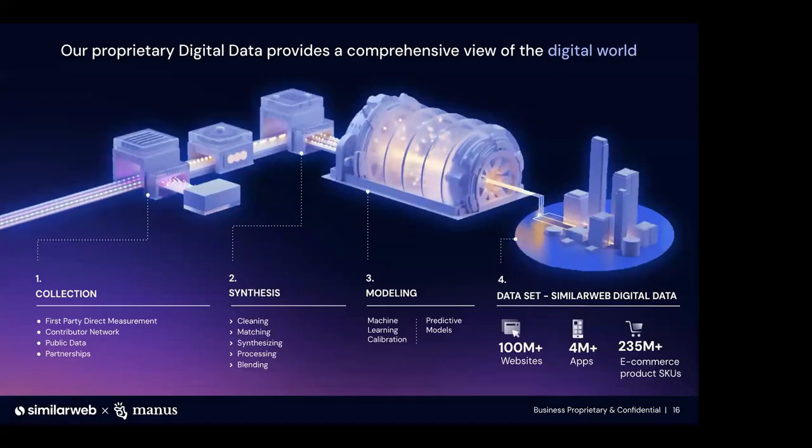2 and 3 in the middle are really our proprietary models that help us model up the data that we're collecting into something that is representative of the population that we're looking at. And that's what leads into the 100 million websites covered, the 4 million apps that we track and cover, and then those product SKUs I mentioned.